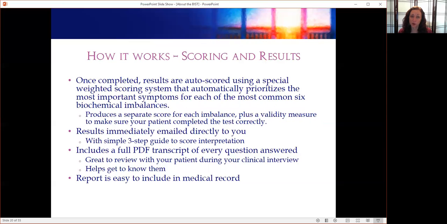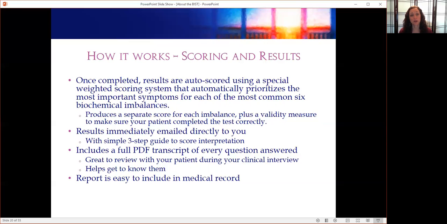So how it works with the scoring and results: once the patients have completed their test, the results are automatically scored by the computerized system using the special weighted scoring system that takes into account the importance of the various symptoms and automatically prioritizes them for you for the 6 most common biochemical imbalances. Then it creates a different score for each imbalance, plus a validity measure to make sure your patient completed the test accurately. So the results are immediately emailed directly to you, and they come with a simple 3-step guide to score interpretation that we'll be going over here in a moment.